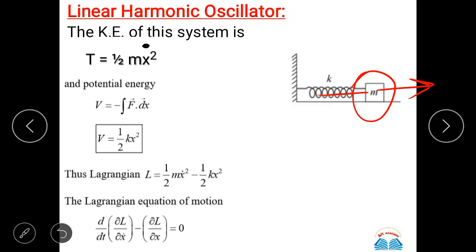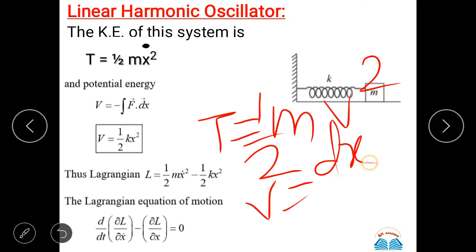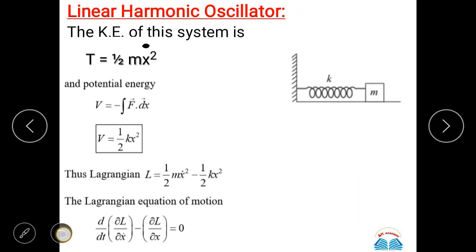In this type of system, we can see what the kinetic energy of the system will be. The normal expression for kinetic energy is half m v square. And what is v? v is basically the single time derivative of displacement, which is x dot. So we can write T, the kinetic energy, as half m x dot square. And the potential energy, because this is a spring mass system, as you can see in this diagram, can be considered by Hooke's law because the spring follows Hooke's law. So by Hooke's law we get this potential energy.